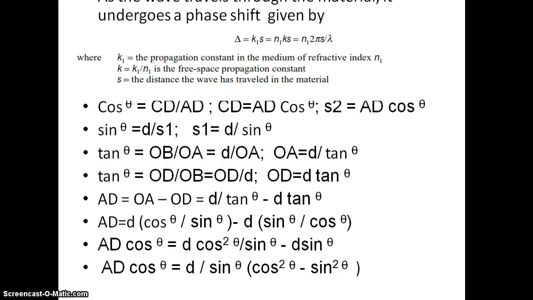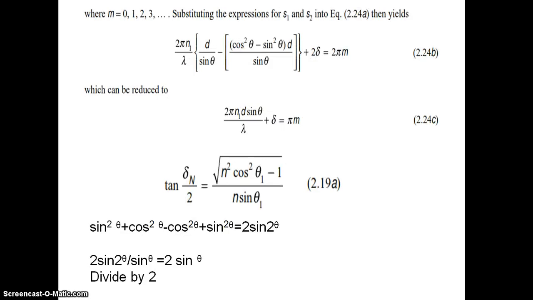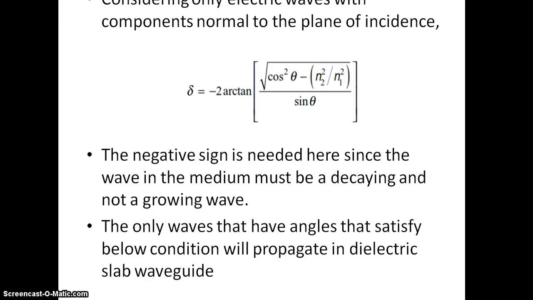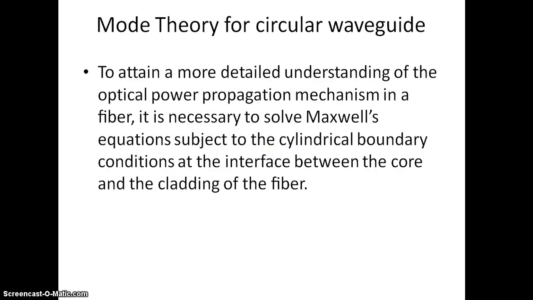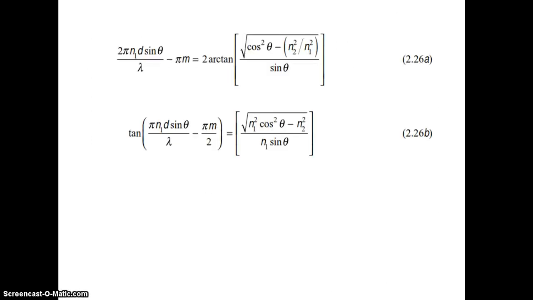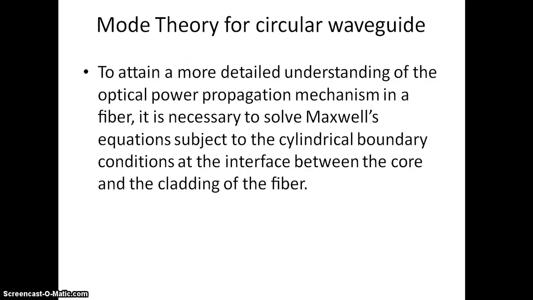Okay. So considering this, we are able to derive that tan of delta by 2 equal to root of n square cos square theta 1 minus 1 by n sin theta 1. And we are calculating delta as minus 2 arc tan of root of cos square theta minus n2 square by n1 square, by sin theta. So this is the phase change. And coming to the mode theory for circular waveguide.